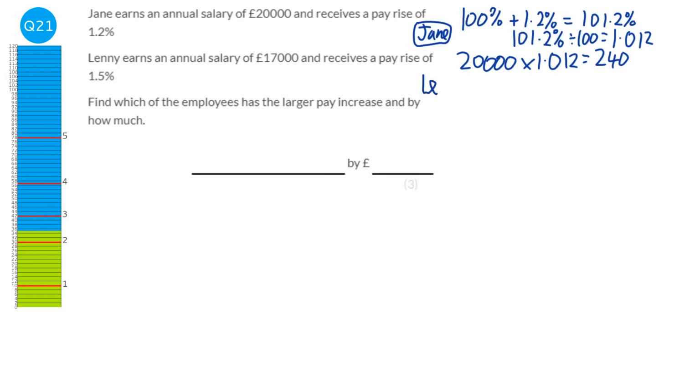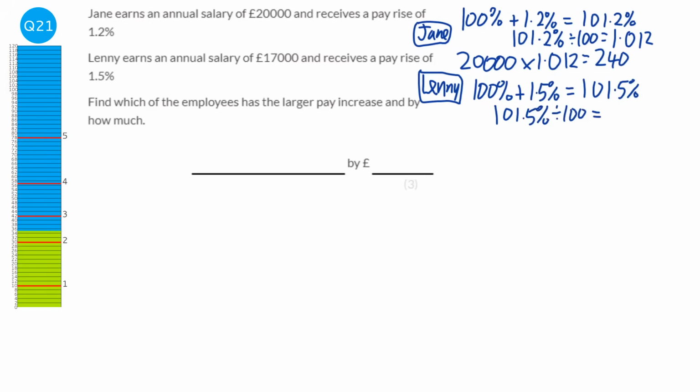And so let's do Lenny. That's 100% plus the 1.5%, which will be 101.5%. Make that a multiplier: 101.5% divided by 100 gives us 1.015. Then finally we take the 17,000 and multiply it by the multiplier, and when we do that we get 255. So Lenny has 255, Jane has 240.